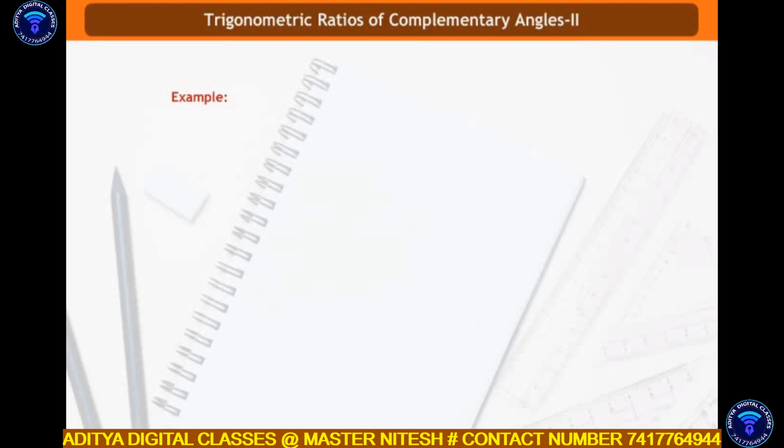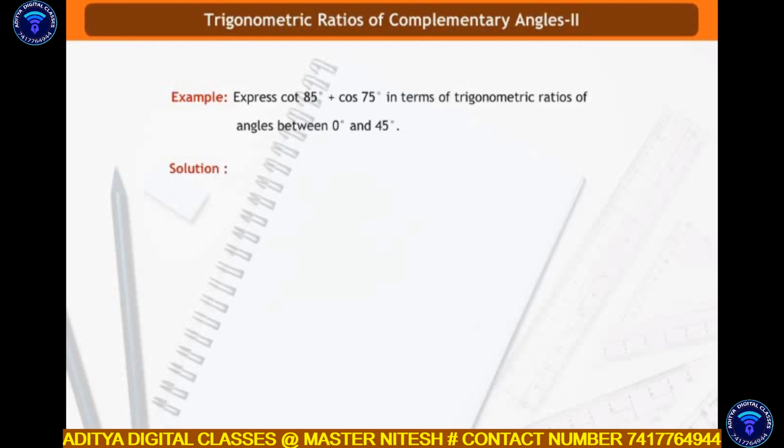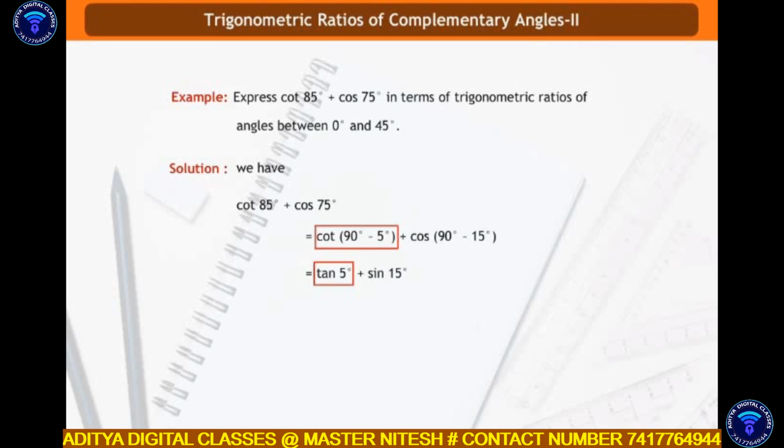Example 2. Express cot 85 degree plus cos 75 degree in terms of trigonometric ratios of angles between 0 degree and 45 degree. Solution. We have cot 85 degree plus cos 75 degree is equal to cot 90 degree minus 5 degree plus cos 90 degree minus 15 degree is equal to tan 5 degree plus sin 15 degree.